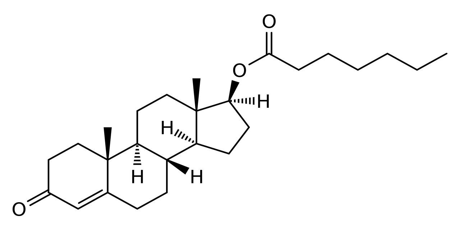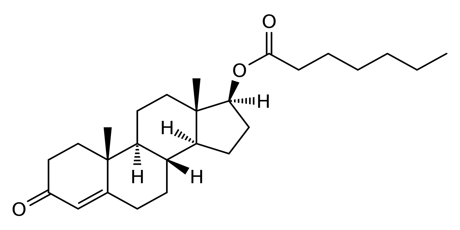Testosterone enanthate, sold under the brand name Delatestryl among others, is an androgen and anabolic steroid (AAS) medication which is used mainly in the treatment of low testosterone levels in men. It is also used in hormone therapy for transgender men. It is given by injection into muscle usually once every 2 to 4 weeks.